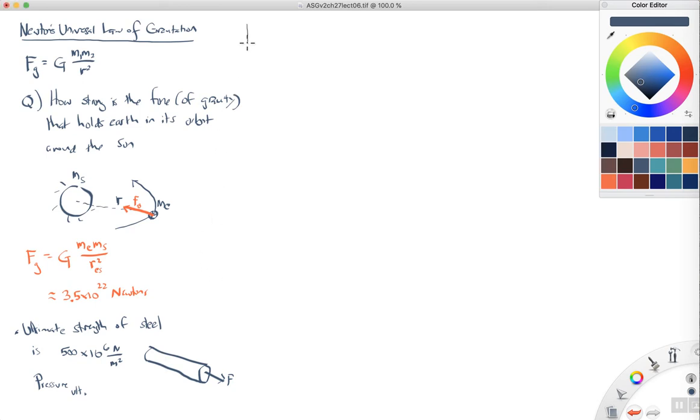So we can ask the question: how thick a steel wire would be needed?